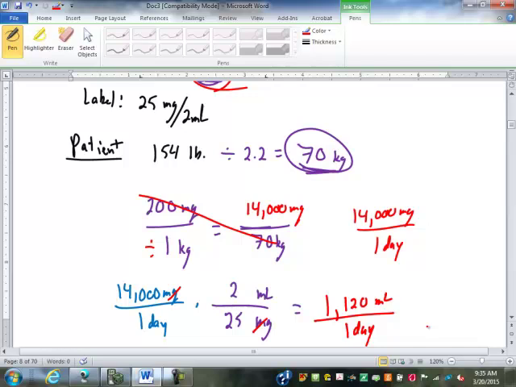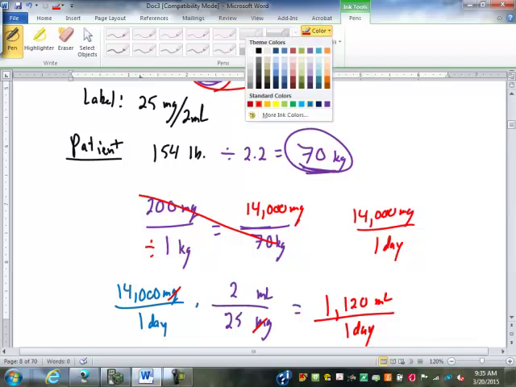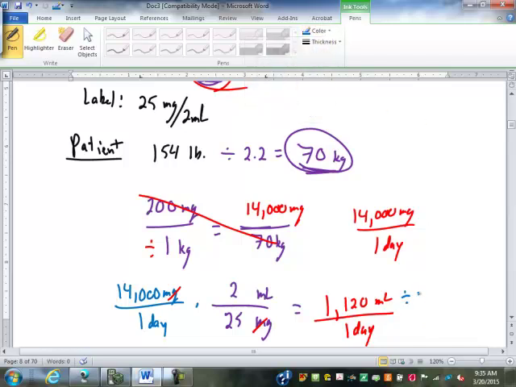So that leaves us with one last step. It's 1,120 milliliters per day. We were told to divide this into how many doses? 4. So we're just going to divide that by 4 to get 280 milliliters per dose.